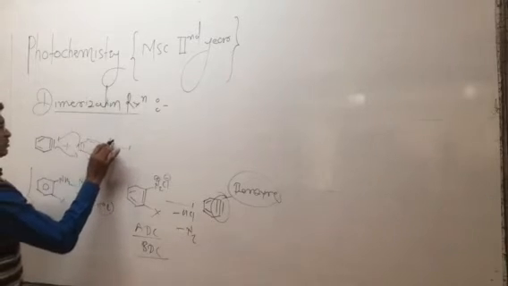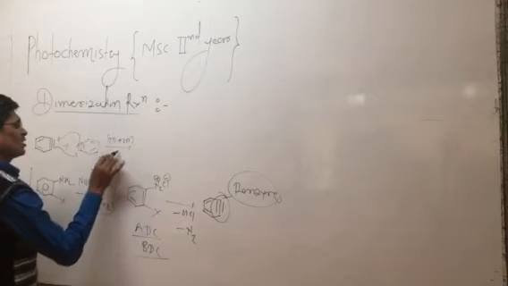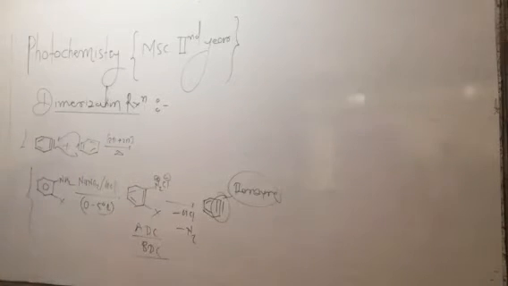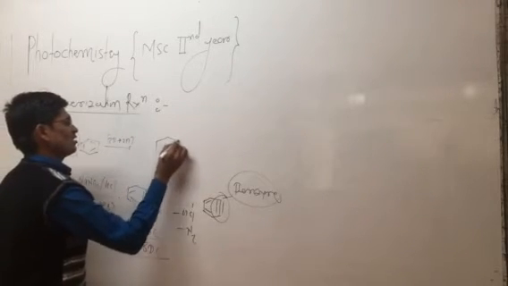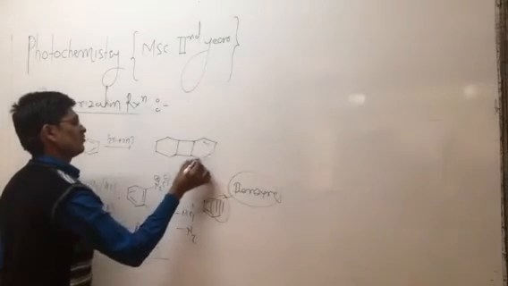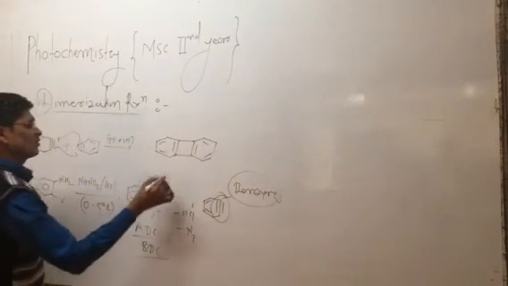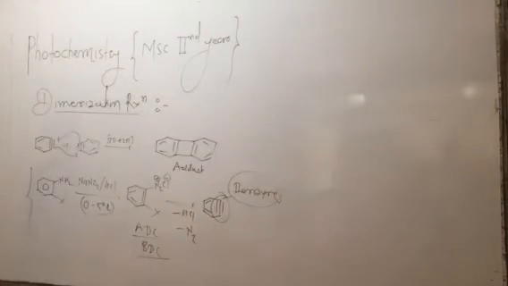There is a formation of 2 pi. What is the condition? A 2 pi plus 2 pi cycloaddition reaction takes place between the 2 pi and 2 pi electrons, and there is formation of a dimerized product. The name of the product is called an adduct. So this is one of the dimerization reactions.